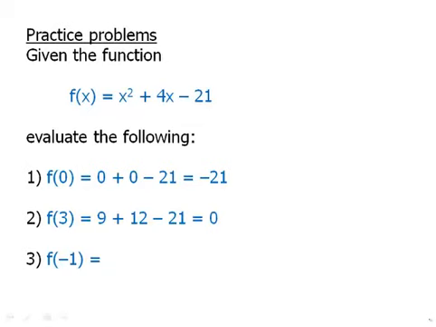That is one of the roots of the function, one of the values that makes the function equal 0. When we plug in x equals negative 1, we get 1 minus 4 minus 21. When we add all this up, we get negative 24. And so this is the value of the function.